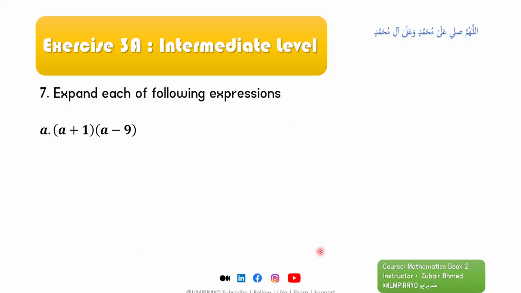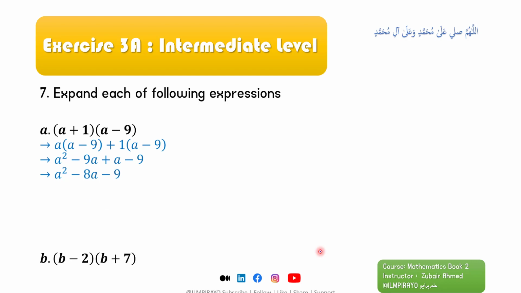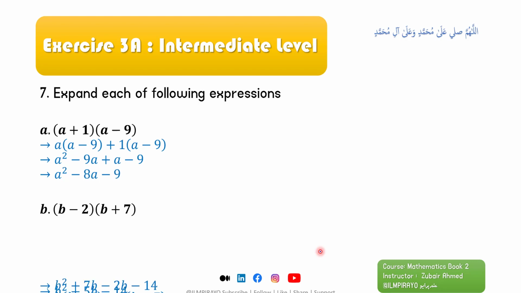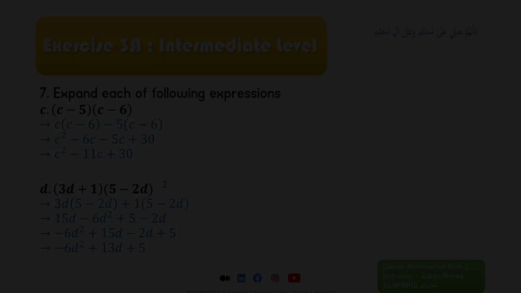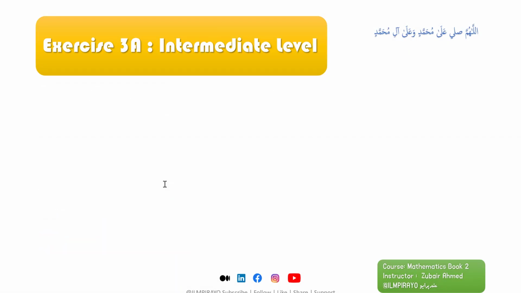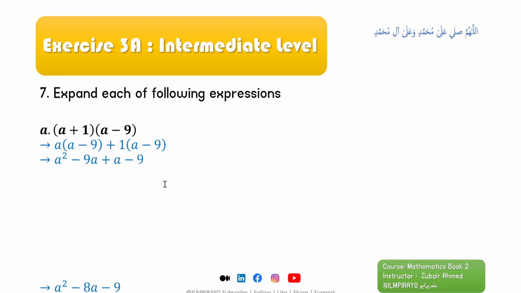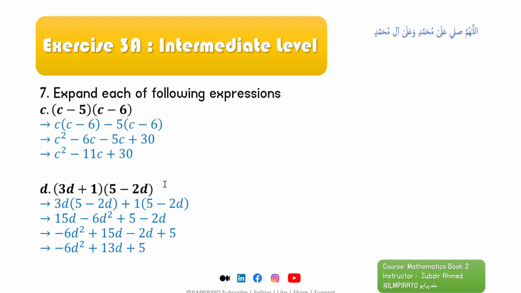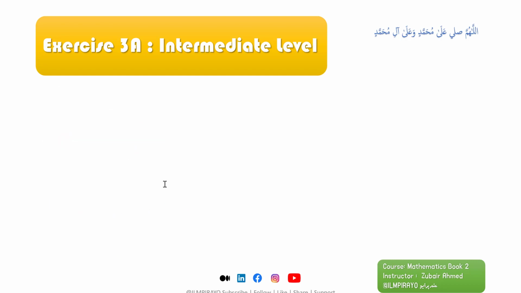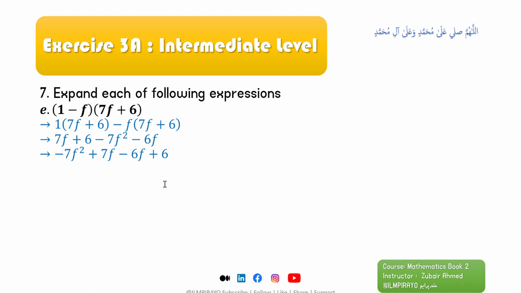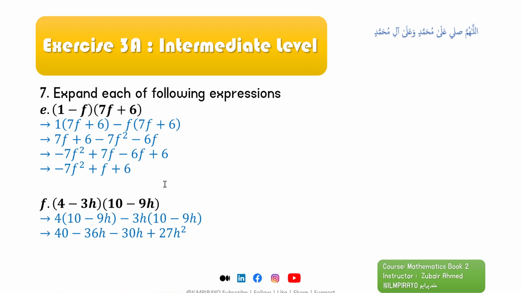Let's get ahead. b squared minus 1. So we are going to solve the next question. It's about the variables in parentheses or the brackets. Please pause the video and get your answers. Similarly, we got minus 7f squared plus f plus 6. Similarly, we are going to simplify it and we get the answer.